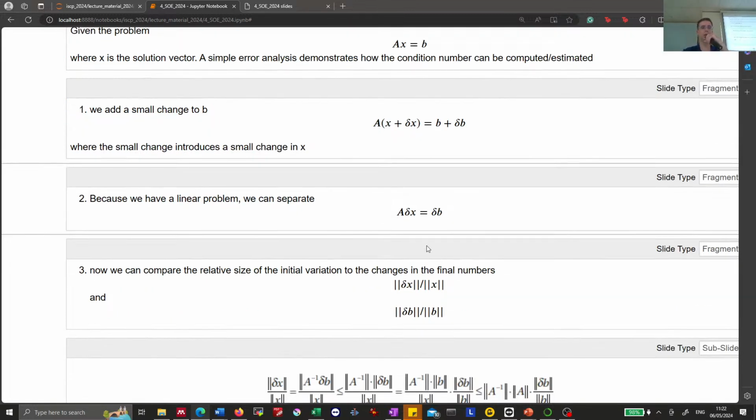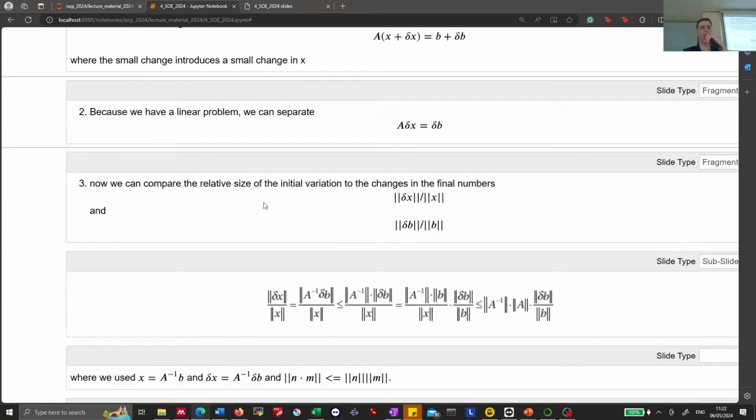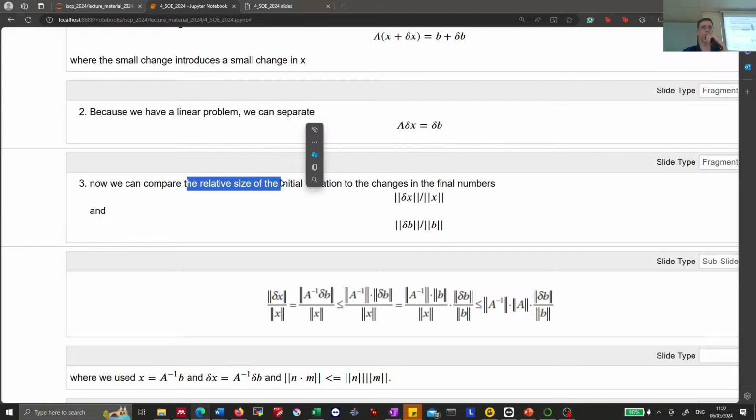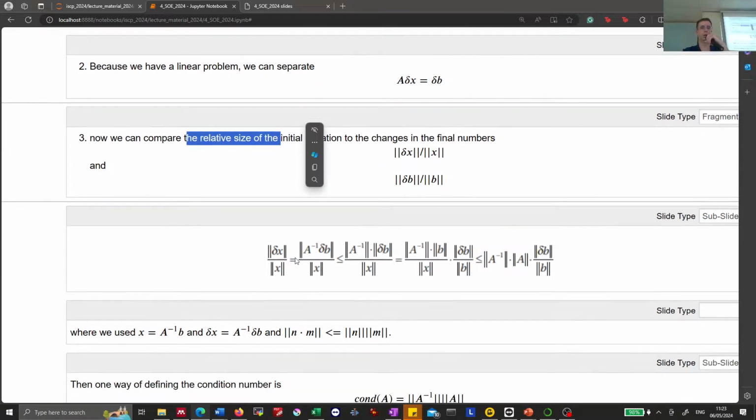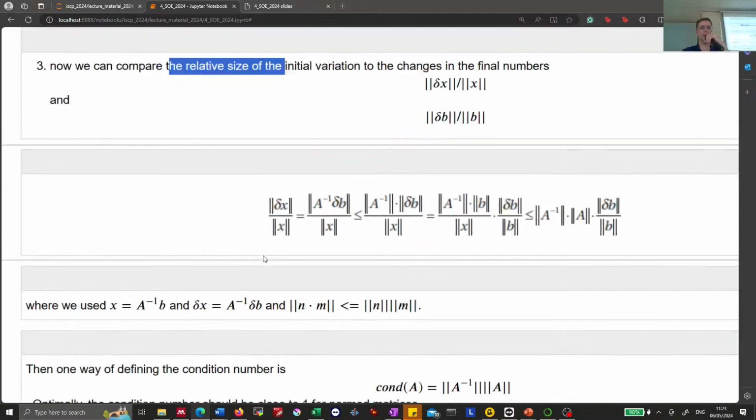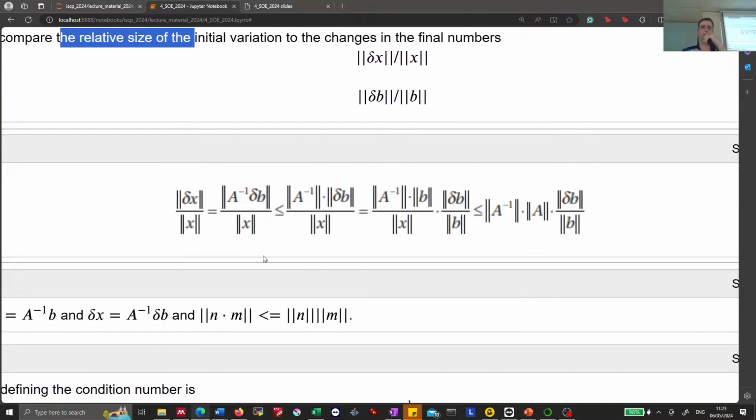So what did we do? We are going to compare the relative size of our solution to the small change. That would be delta x divided by x, and small changes in b, that are delta b over b. So the magic is happening here in this line. Right? It fits all in one line.